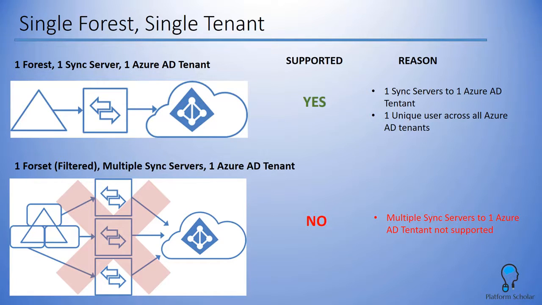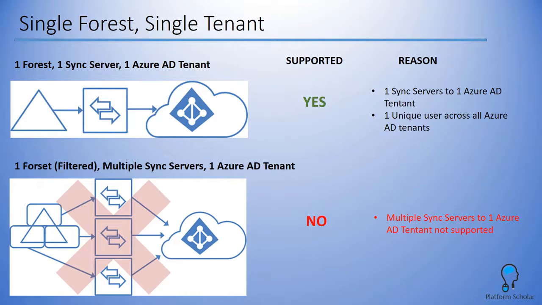So with the first diagram, we see the simplest and most preferred topology. One forest imports into one sync server and exports into one tenant. And this is, of course, a supported scenario because it's the simplest model and it meets both of our rule requirements. The second diagram still represents one forest and one tenant, but now we have multiple sync servers.